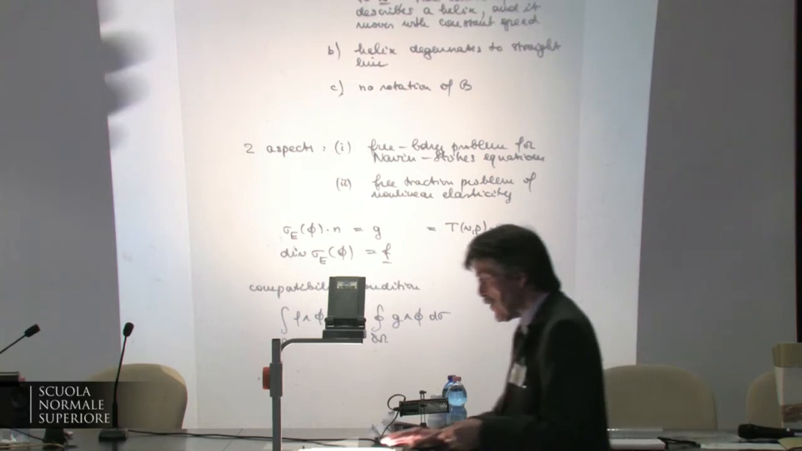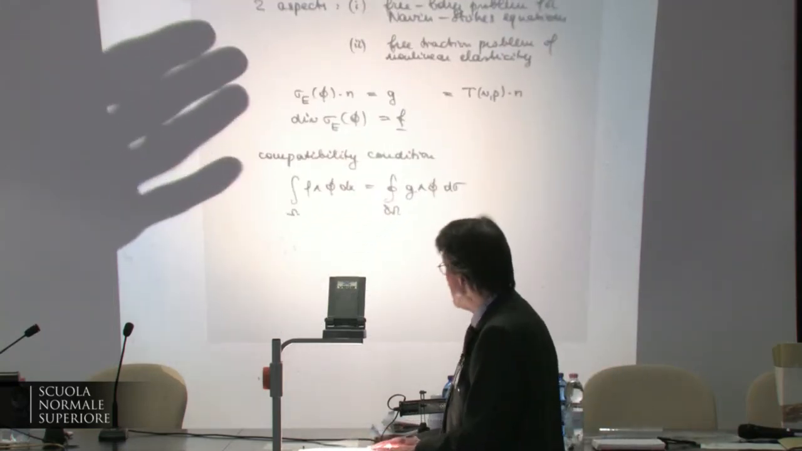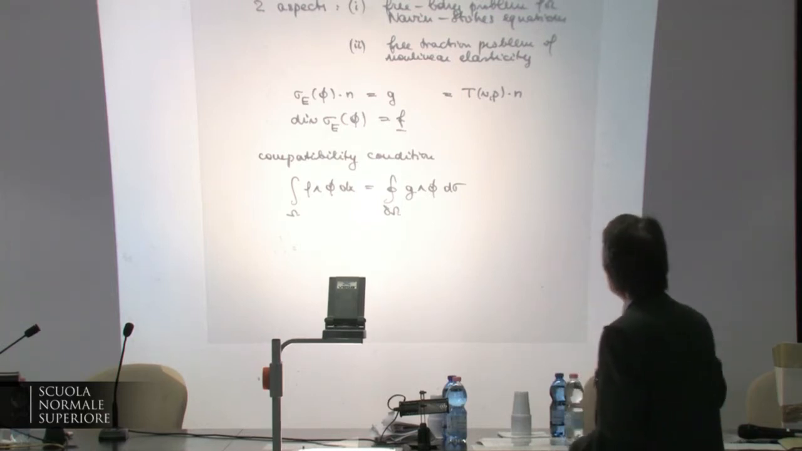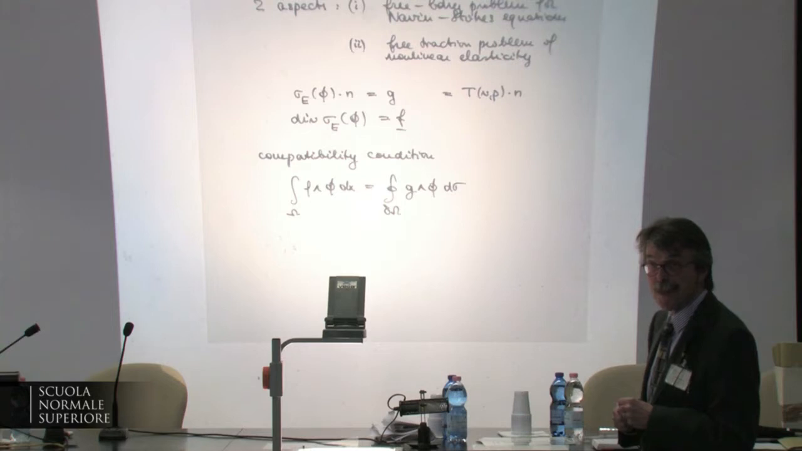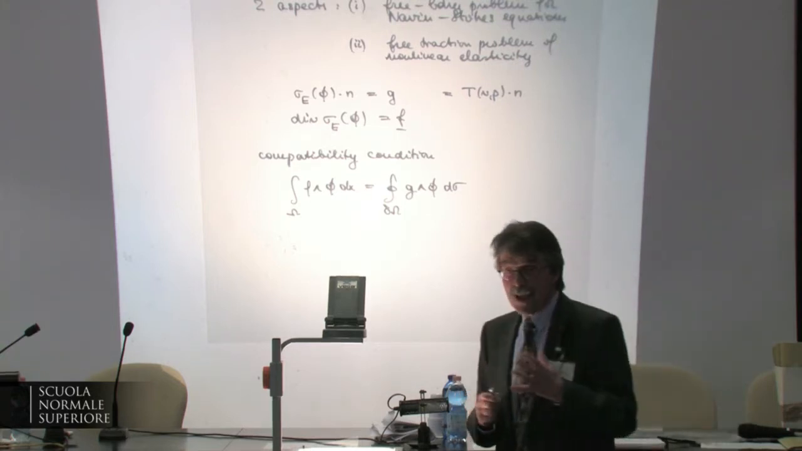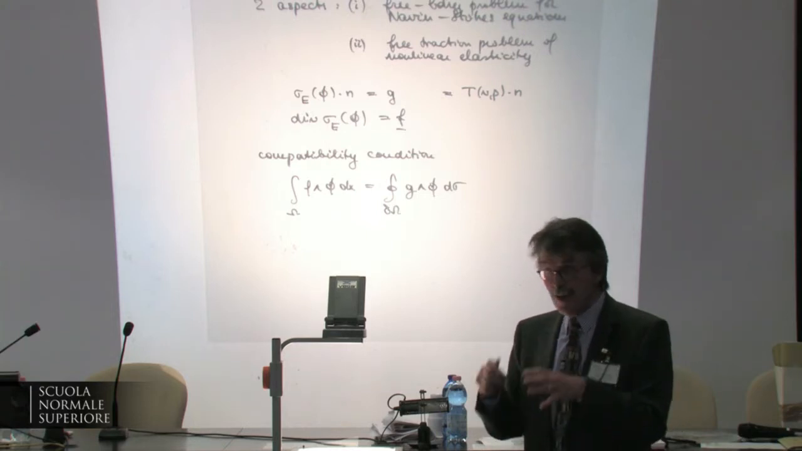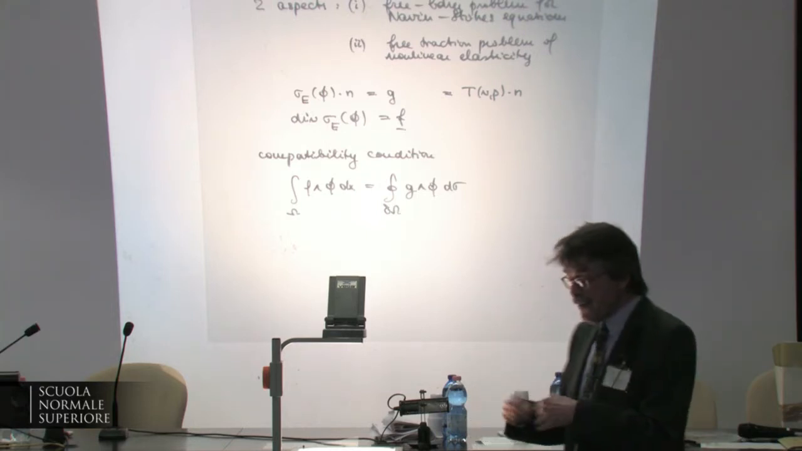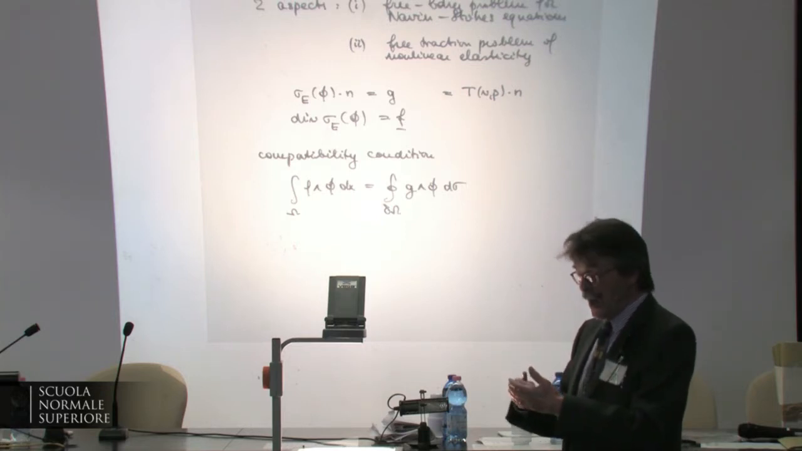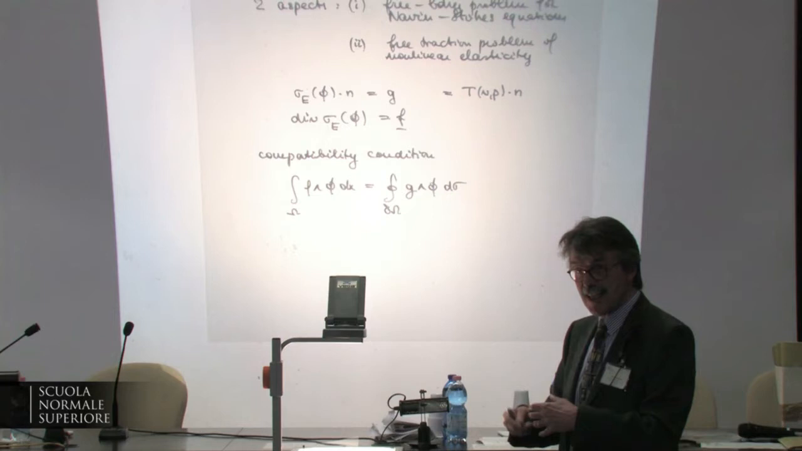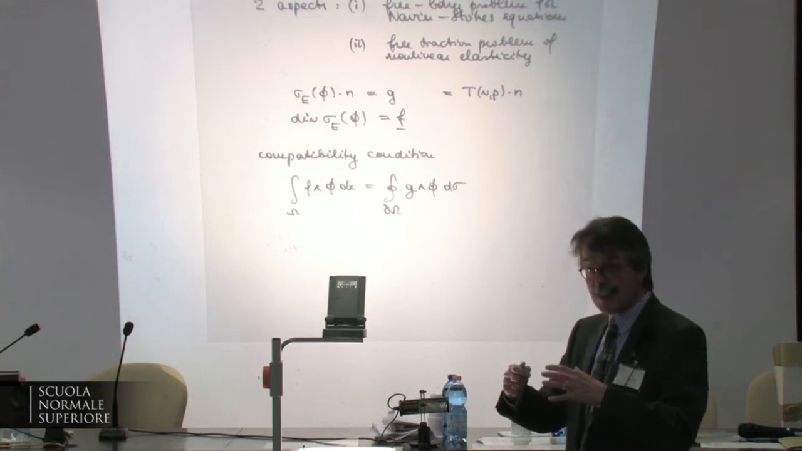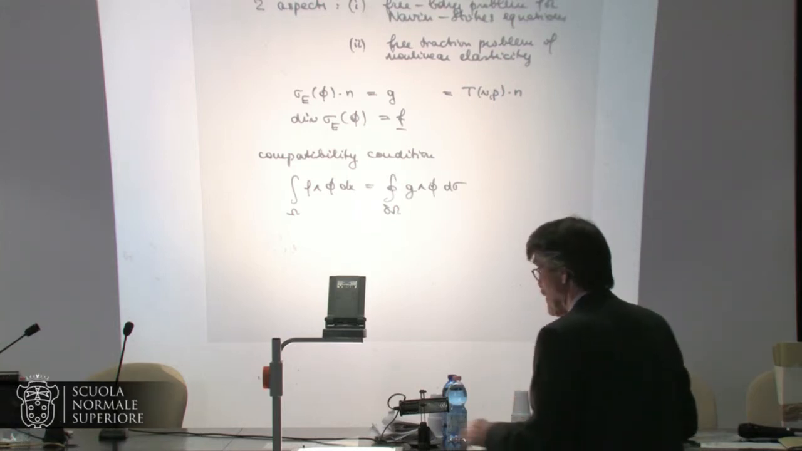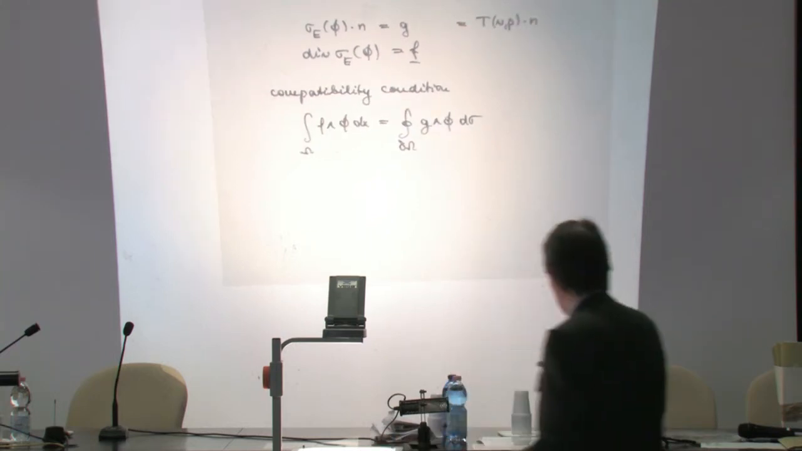And now you can look at it from two points. Either you say, well, this is a free boundary problem for the Navier-Stokes equations. Or you say, okay, this is a free traction problem of nonlinear elasticity. And free traction problems, that means problems where you have the equations of nonlinear elasticity, and on the boundary you do not prescribe the shape and then ask what is the deformation inside, but you apply forces on the outside, on the boundary of this elastic body. And when you do this, you always have compatibility conditions.